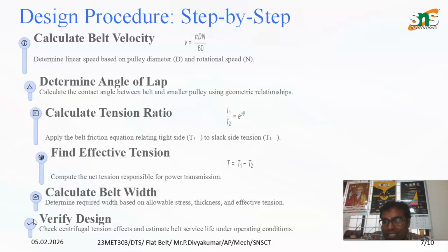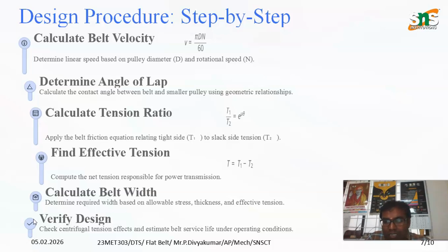Next, we need to select the belt material. There are many different types of belt materials like leather, rubber, fabric, and synthetic materials. Material selection mainly depends upon the working temperature, moisture, speed, and required strength. Then we need to determine the belt speed, or calculate the belt velocity, using the formula v equals pi d n divided by 60, where d is the diameter, n is the speed, and v is the velocity. Next, we need to calculate the required tension difference. From the power equation, we can determine T1 minus T2, which is equal to P divided by v.